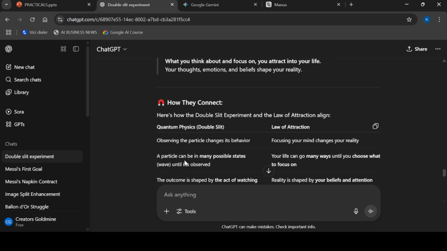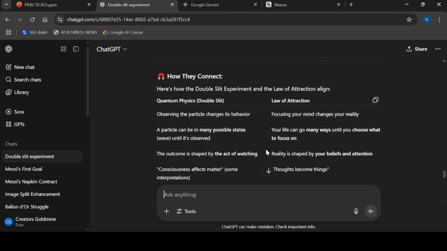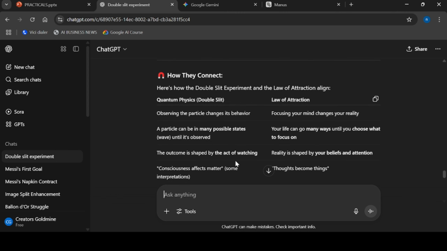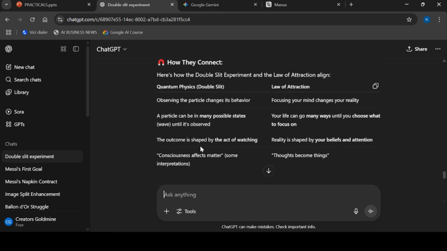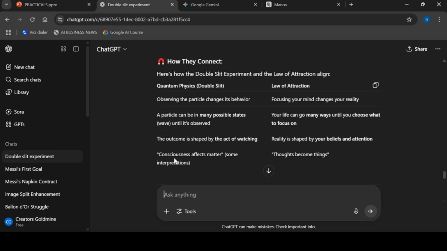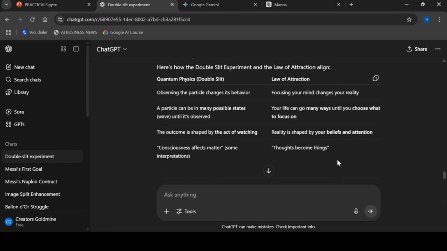Now, secondly, a particle can be in many possible states, a wave, until it's observed. The law of attraction says that your life can go many ways until you choose what you want to focus on. Now, the third one, the outcome is shaped by the act of watching. Then the law of attraction says reality is shaped by your beliefs and attention. Quantum physics says consciousness affects matter. Law of attraction says thoughts become things.